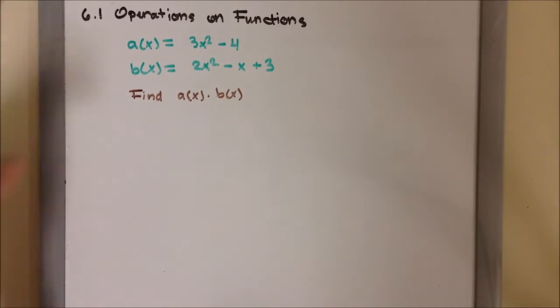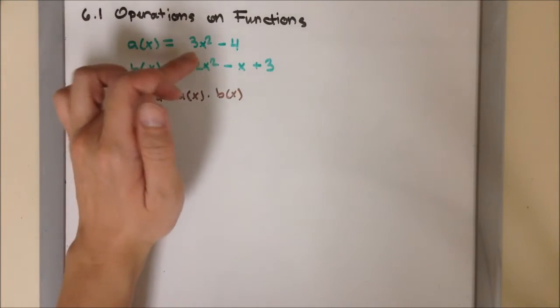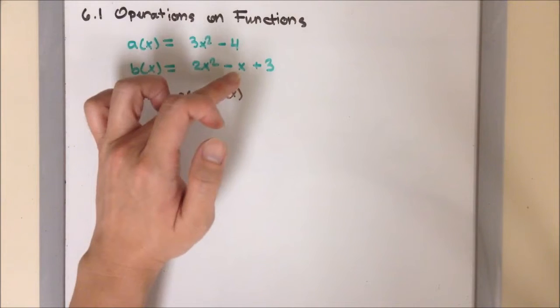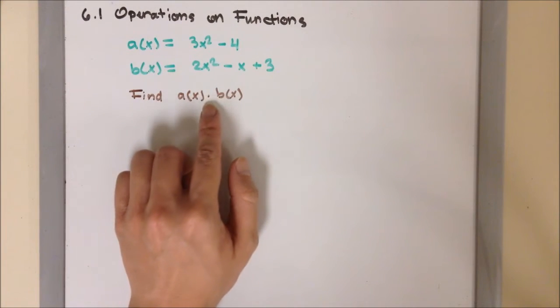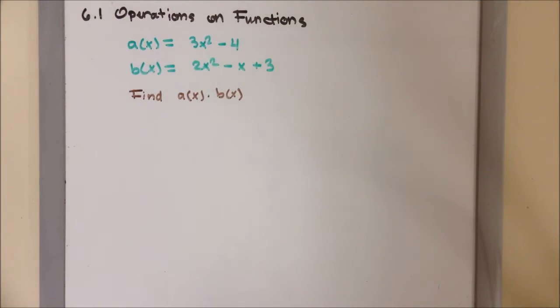In this example, our two functions are a of x and b of x. A of x is equal to 3x squared minus 4. B of x is equal to 2x squared minus x plus 3. The question is, find a of x times b of x. So that means we're going to multiply the two functions together.